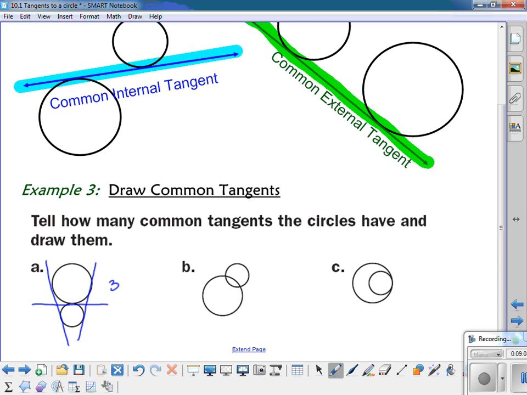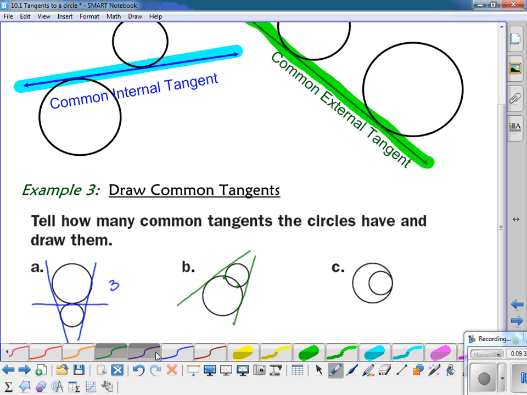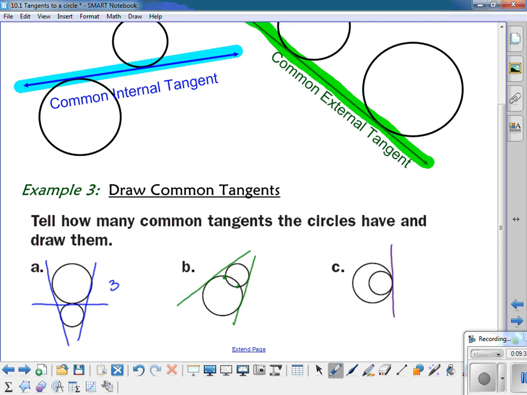All right, how about B? Show me what you think about B. Yeah, that one's going to just be 2. Can't go through the middle because there is no tangent point in the middle. If I went through the middle, they would be secants because I'd be crossing 2 points. Okay, and then the last one, what do you think? How many? Just 1, yeah. On the outside here, because they're tangent circles, that's the only place, so it only has 1.